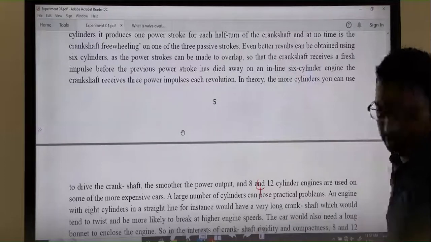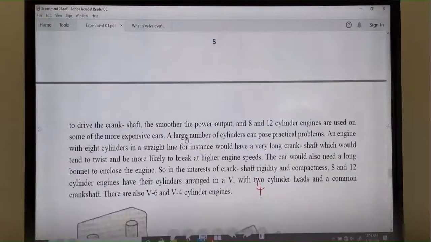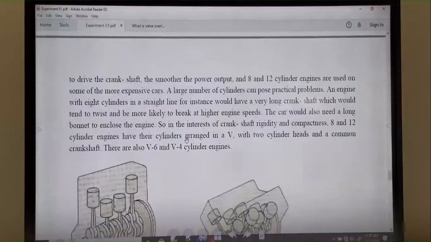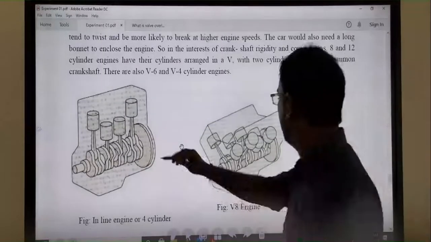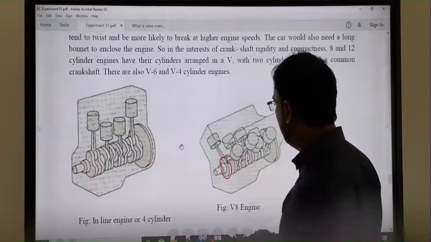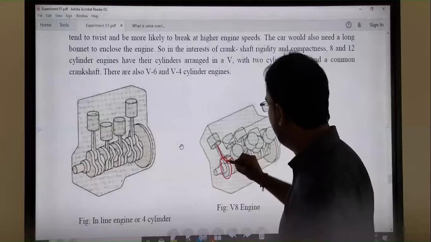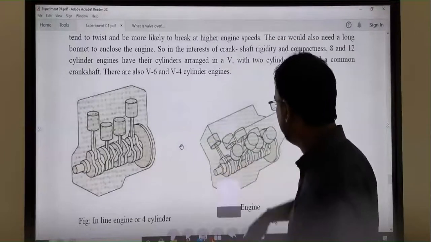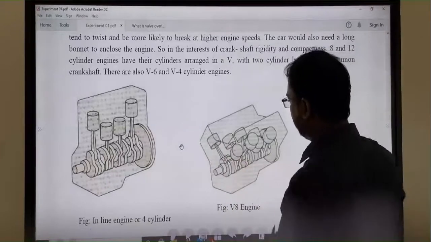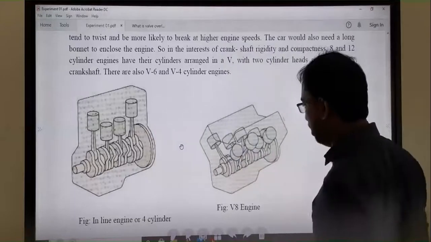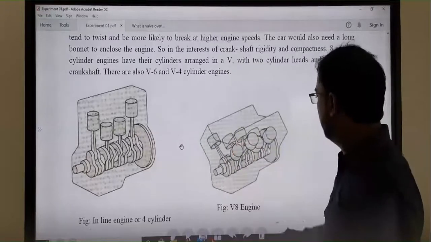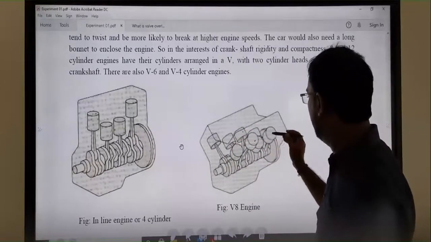So to avoid this difficulty, they found the V-type cylinder. That means this is a normal cylinder. This is a V-type. Here, on one crankshaft, there are two pistons connected, like the V-shape. So these two pistons are connected to one crankshaft. These two are one. These two are one.